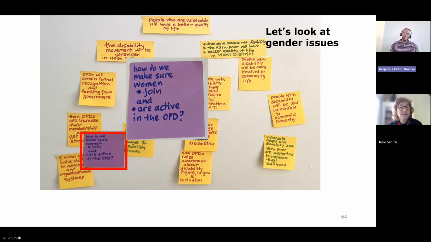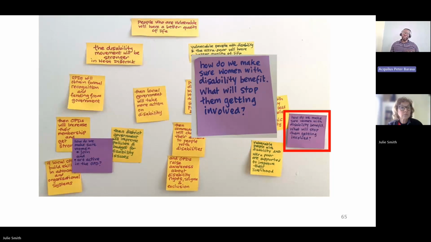So let's look at gender now. We are not waiting until we are sitting at our desks writing our project design before we start to think about gender. For example, how do we make sure that women join and are active in OPDs? That might be something in terms of our gender approach that we have to think about as we run the project. How do we make sure that women with disability benefit from the livelihood work, and what will stop them getting involved?